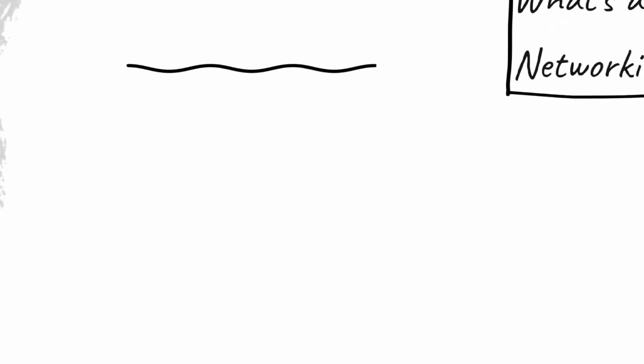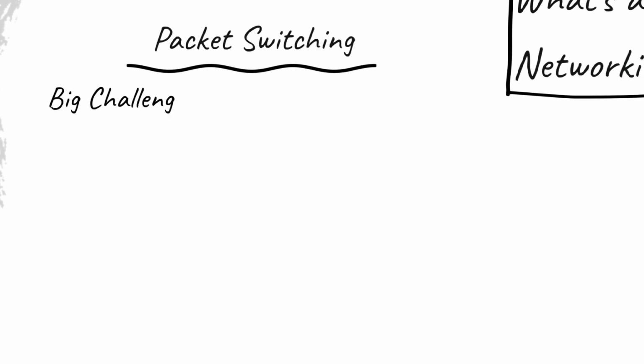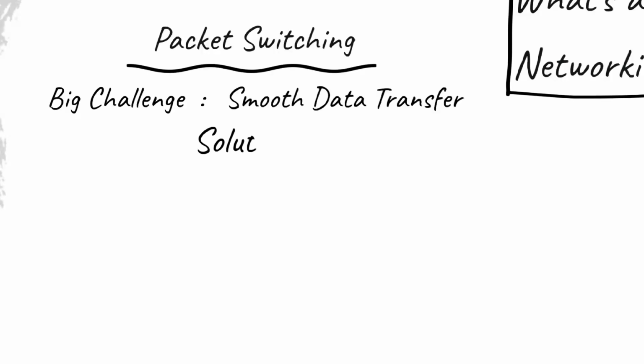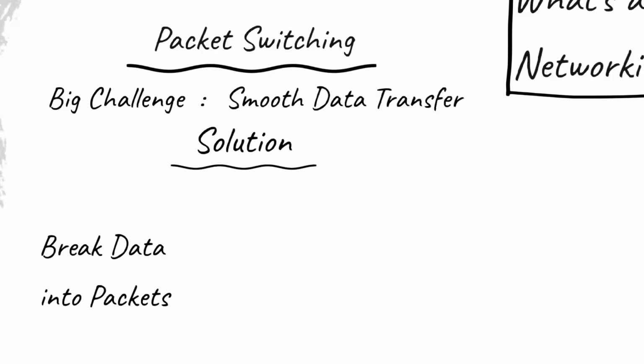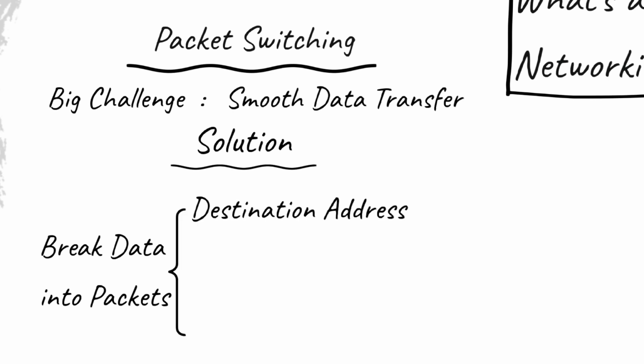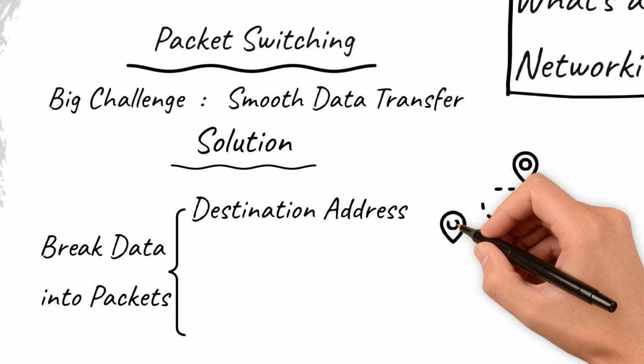In our last video, we learned about packet switching. Robert and his team faced a big challenge, sending lots of data smoothly over the network. Their solution was clever. They broke down large pieces of data into smaller parts called packets. Each packet got its own destination address, telling it exactly where to go.